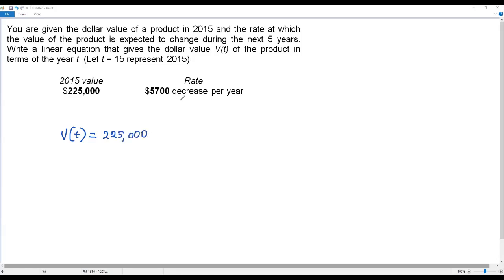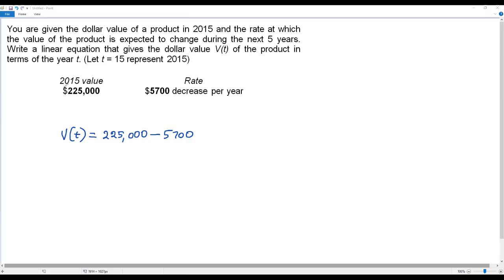And now I have to write the rate of change. So here we have a rate of decrease. Since we have a decreasing rate, we have to take a negative sign. And so we have to write the decreasing rate, that is $5,700 per year. Now this rate of change has to be multiplied by the variable. The variable means it's t, because the value of the product is getting changed with respect to time.